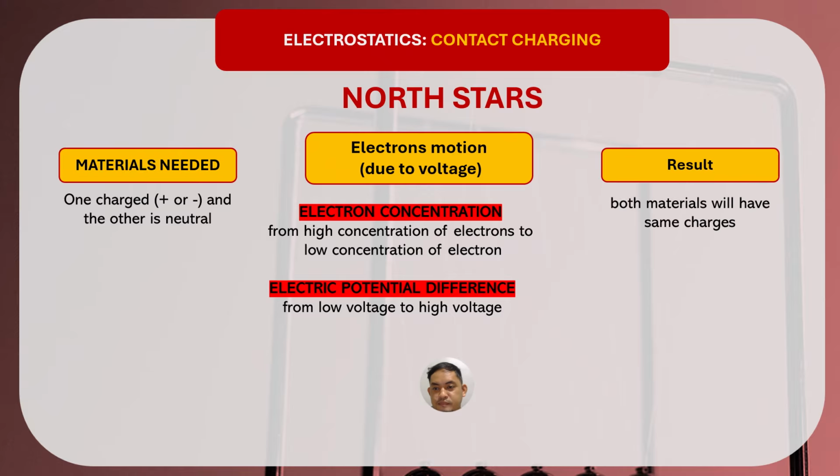The result: both materials will have the same charges. It could be both positive, depending on what charged material you introduce. If you introduce a positively charged object, the neutral object will become positively charged. If you introduce a negatively charged one to a neutral object, the neutral object will become negatively charged.